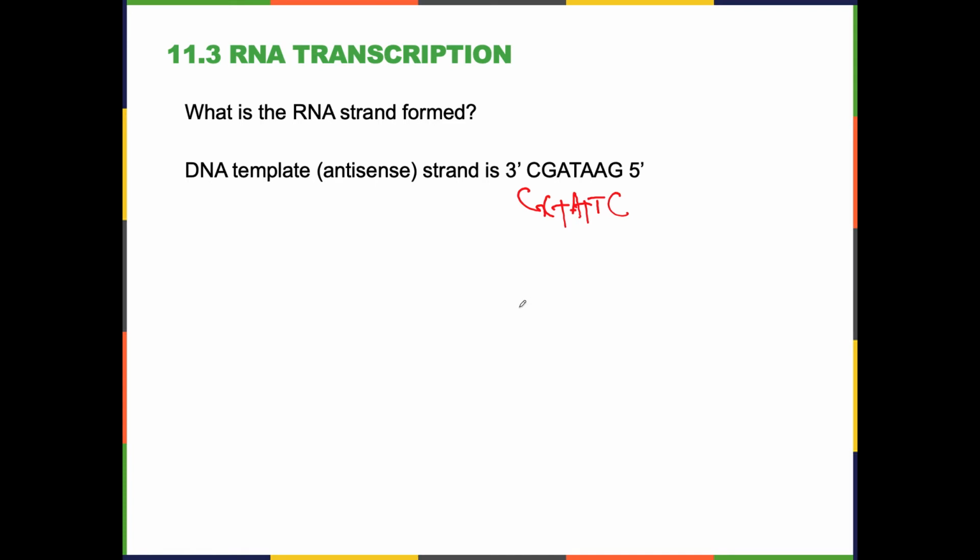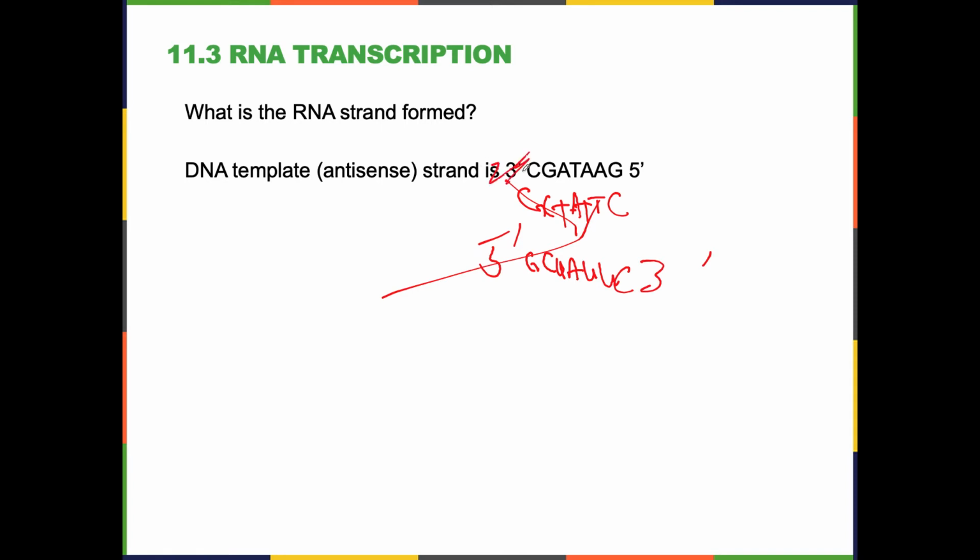Oh wait, what's that? I can hear you screaming through the screen. I tried to fool you again. You cannot be fooled, right? Use U's instead of T's, right? Good. All right, and then this of course will be 5' and 3', right?